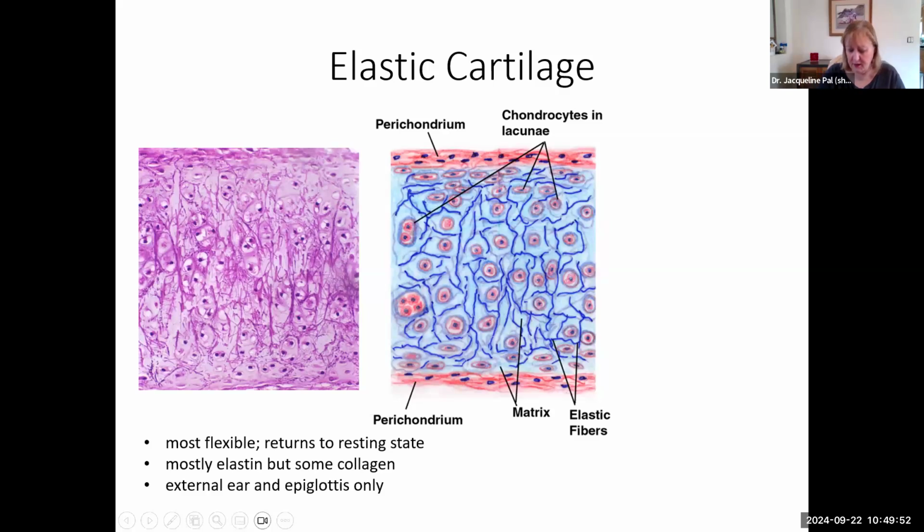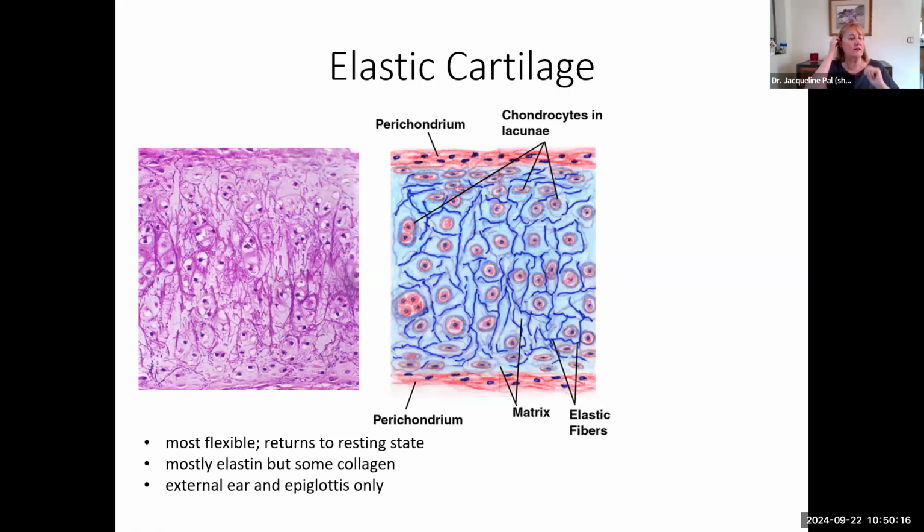Okay, that brings us to the third type of cartilage, and that is elastic cartilage. It still has collagen, but it has lots and lots of elastin. And so when we do an elastin stain, you can see all these squiggly little lines. We still have perichondrium. We still have chondrocytes in the little lacuna. The difference is the elastin makes it flexible.